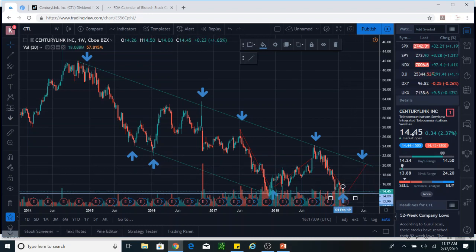I bought this stock cheaper. I bought it at 14 bucks. Right now it's at 14.45. I'm up 45 cents already on 200 shares. So it's not bad. So that's how you do it.